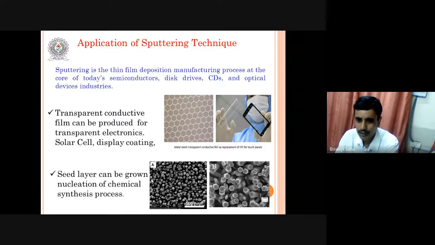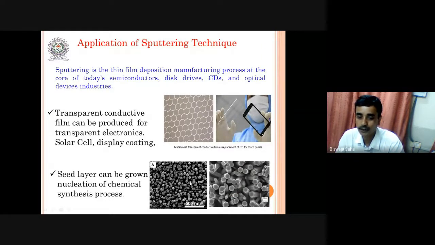Another application I have mentioned here is required for the chemical synthesis process, because chemists produce some good types of structures like hexagonal zinc oxide. You can see in the figure here, the last figure. This hexagonal zinc oxide structure has been produced by using a seed layer. This is the seed layer, figure A. This seed layer has been produced by sputtering. And over this, the chemically grown one-dimensional growth of the zinc oxide has been achieved.